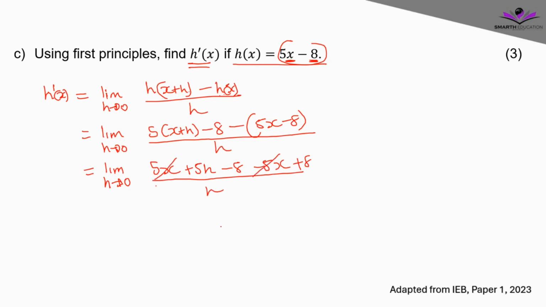5x minus 5x is 0. Negative 8 plus 8 is 0. And then we just remain with the limit as h approaches 0 of 5h over h. Then h divided by h is what? Is 1. So we remain with the limit as h approaches 0 of 5. But now we don't have an h, so this is a constant. So it means we just remain with 5. So the derivative of h of x is equal to 5.